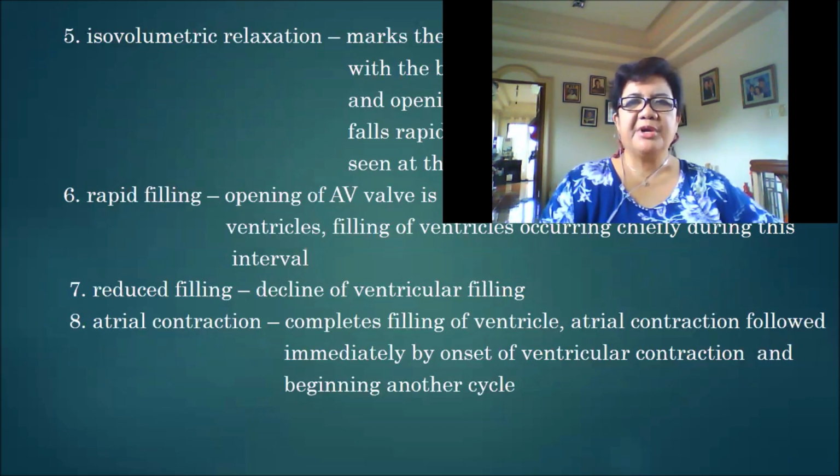Incisura in the aortic pressure curve is seen at the beginning of this phase. Then this will be followed by rapid filling, because the atrioventricular valve will open, followed by a rapid flow of blood into the ventricles, filling the ventricles occurring chiefly during this interval. Now, the reduced filling declines ventricular filling.